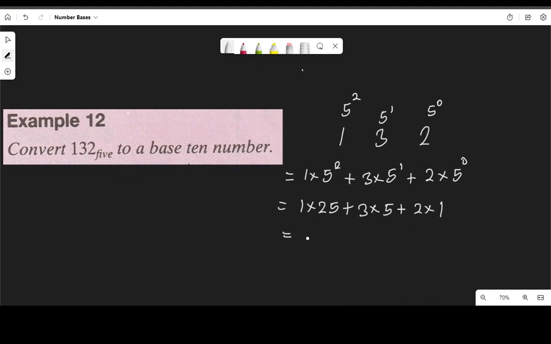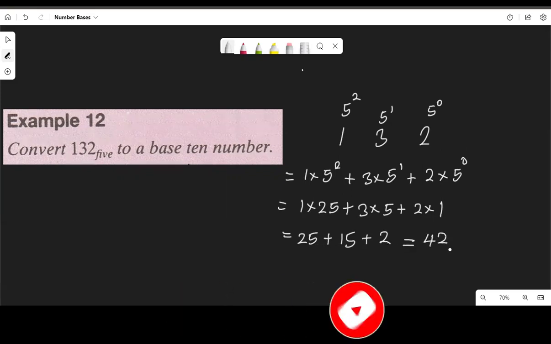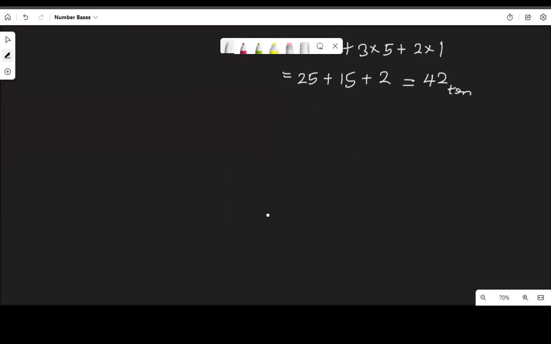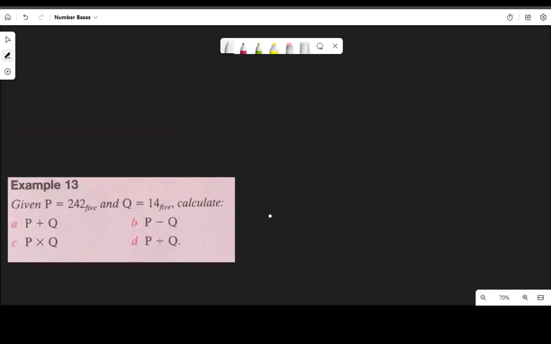1 times 25 is 25, then 3 times 5 is 15, and 2 times 1 is 2. 25 plus 15 is 40, and 40 plus 2 is 42 in base 10. Therefore, 132 in base 5 is 42 in base 10. That is for question number 2. Now we'll move on to example 13.